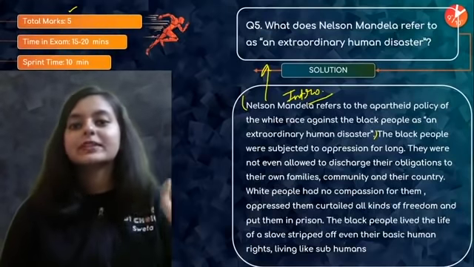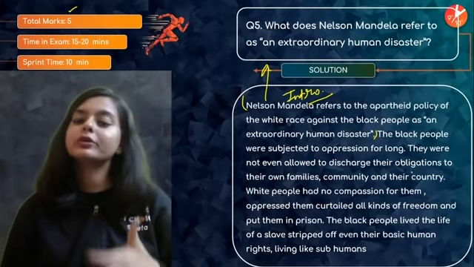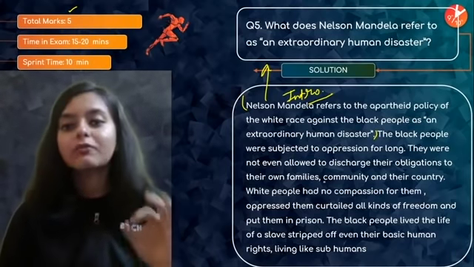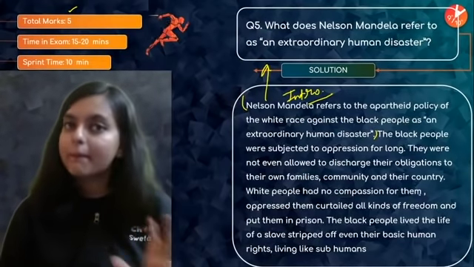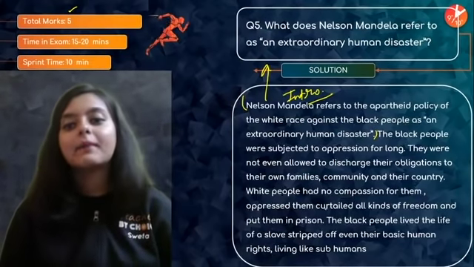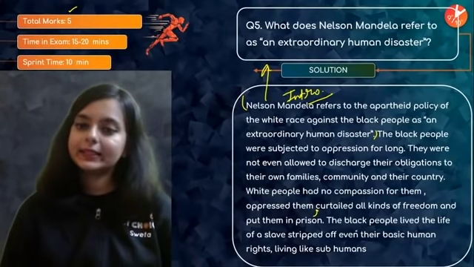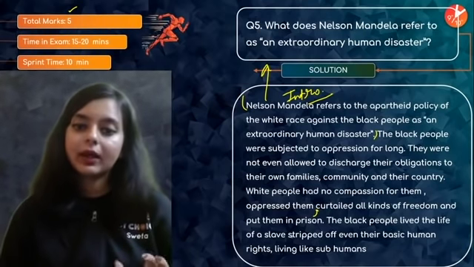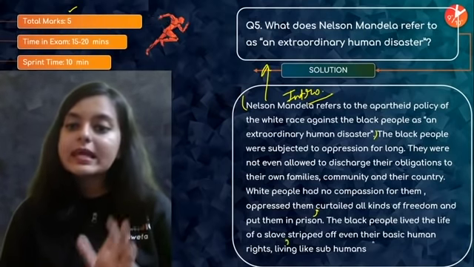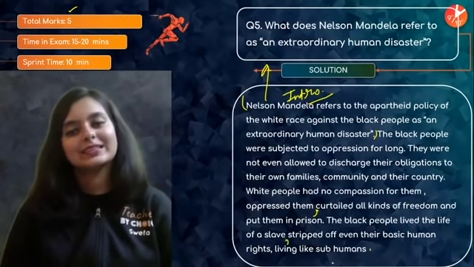The black people were subjected to oppression for long. They were not even allowed to discharge their obligations to their own families, community, and their country. White people had no compassion for them, oppressed them, curtailed all kinds of freedom, and put them in prison. The blacks lived the life of a slave, stripped of even their basic human rights, living like subhumans.